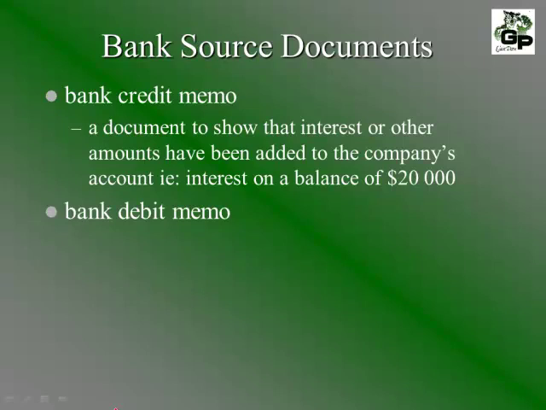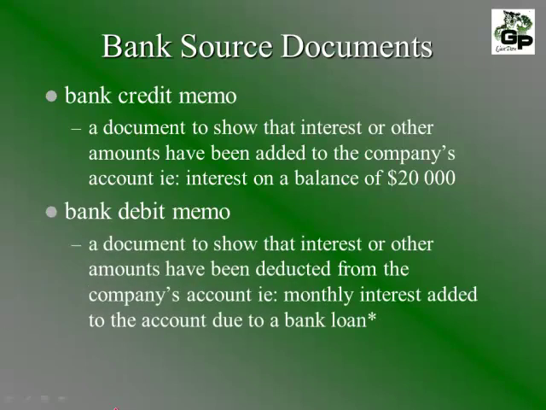The other type of source document from a bank is called a debit memo. This is a document that shows that interest or other amounts have been deducted from the company's account. So because you have a bank loan out and interest has to be charged on a monthly basis, this document says that yes, we have added interest to your account, or we have taken interest away from your account to pay for the interest.